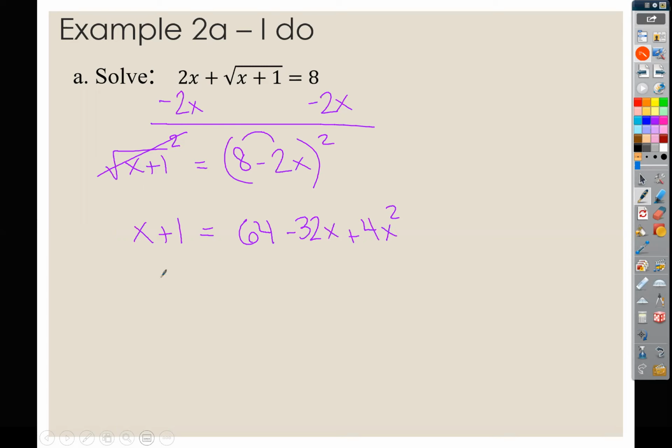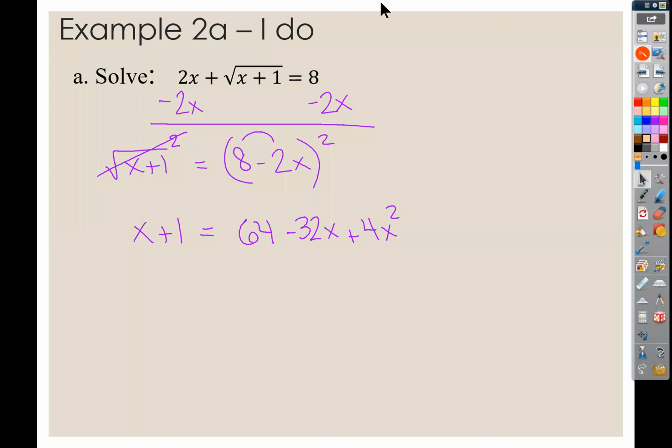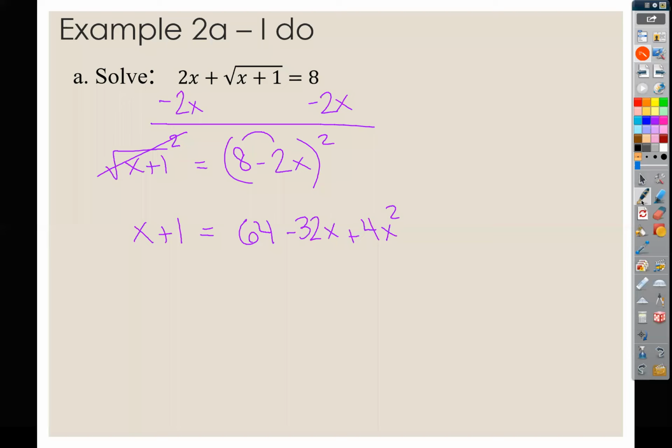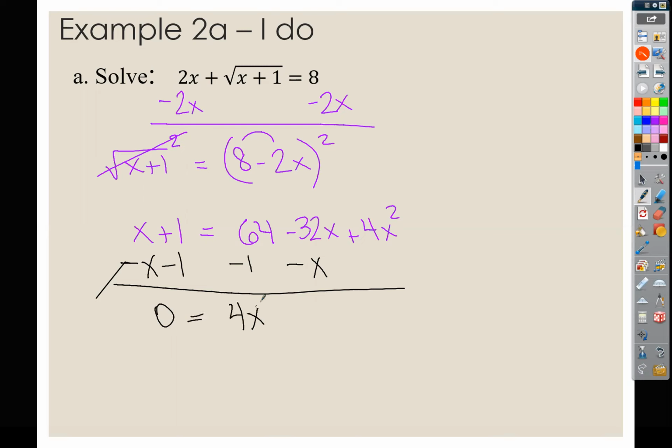Now, since I have a quadratic term, this 4x squared, I'm going to move everything to one side of the equation. So I'm going to subtract x and subtract 1 from both sides. So when I do that, I'm going to get 0 equals, I'm going to put this in standard form, 4x squared minus 33x plus 63. Okay, now I'm going to need to factor that.